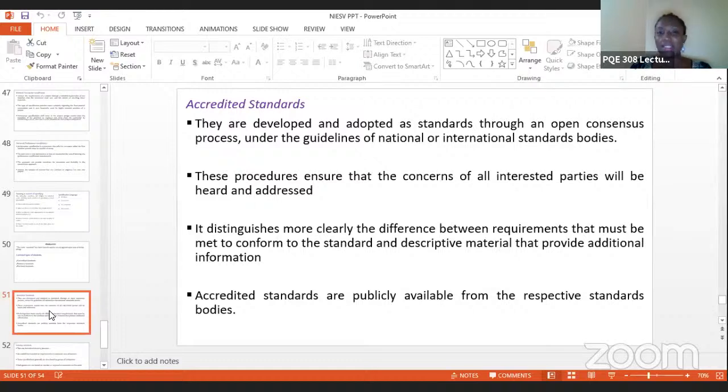For accredited standards, they are developed and adopted as standards through a consensus process, that is, through a general agreement under the guidelines of national or international standard bodies. Before this standard came into being, all concerned or interested parties presented their concerns, and their concerns were heard and addressed.